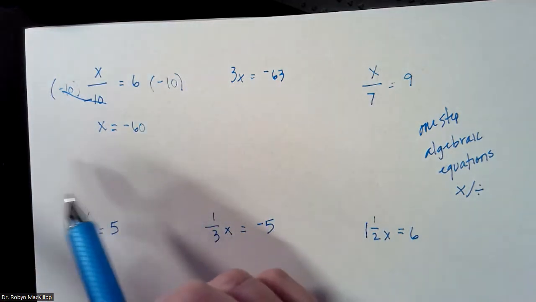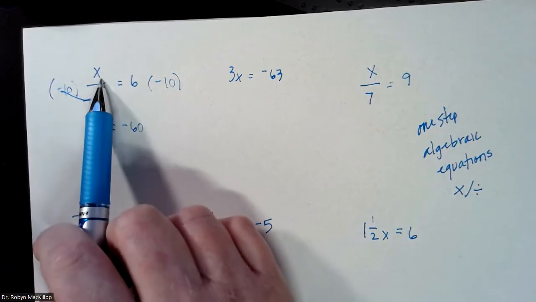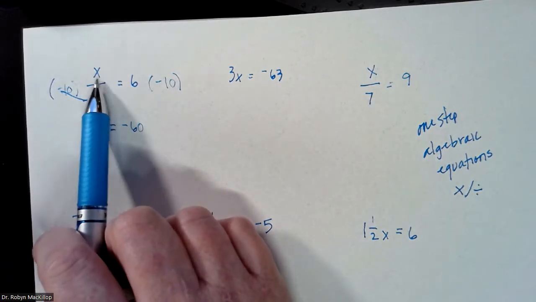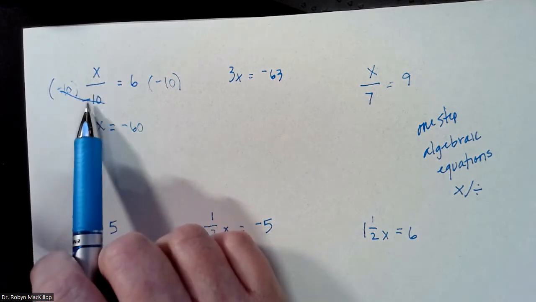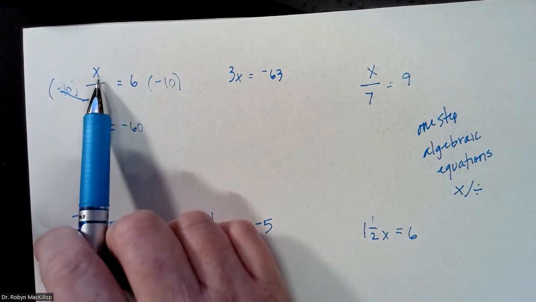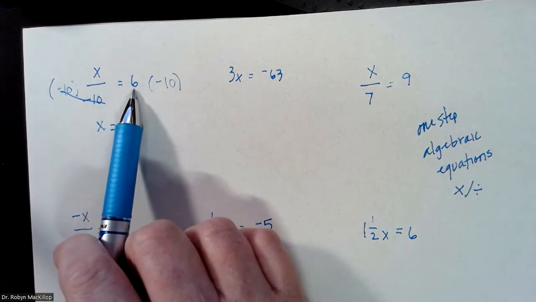We can check our work. Plug the negative 60 into the original problem. Negative 60 divided by negative 10. Bad guy leaves town, good for town. 60 divided by 10 is 6.